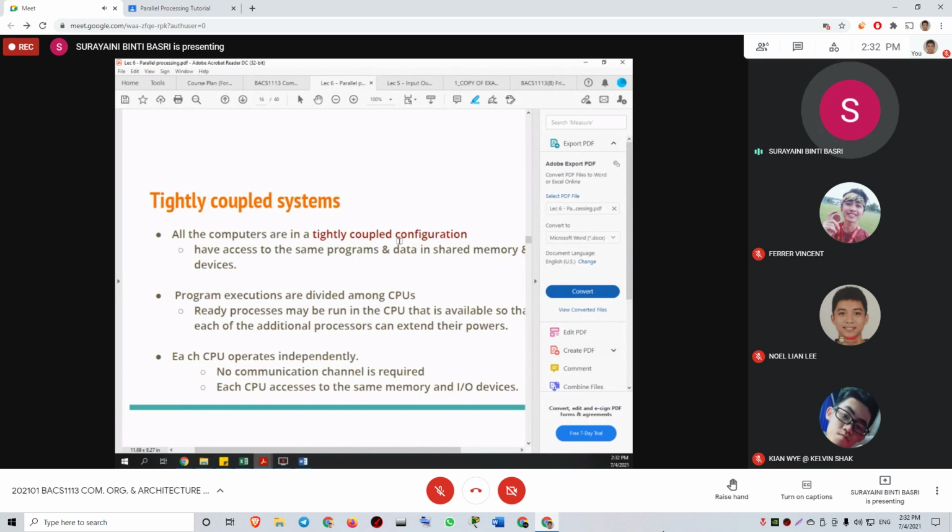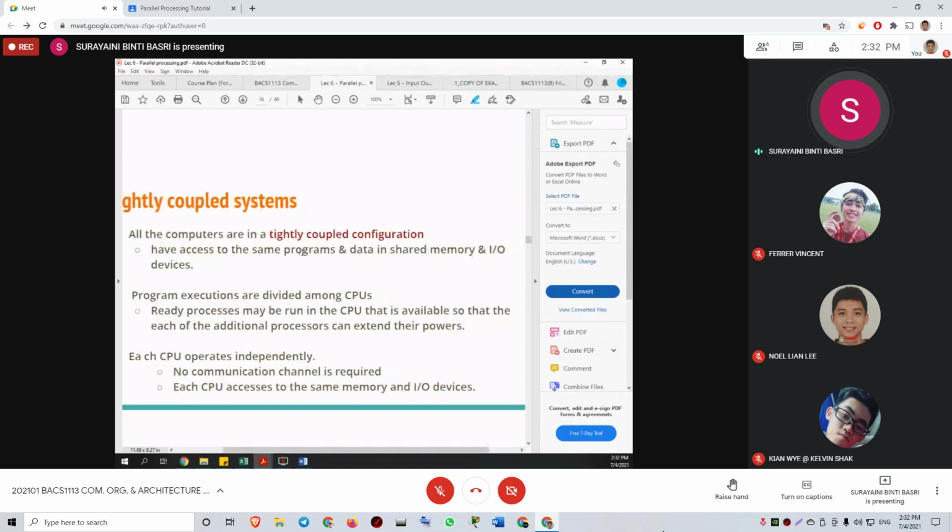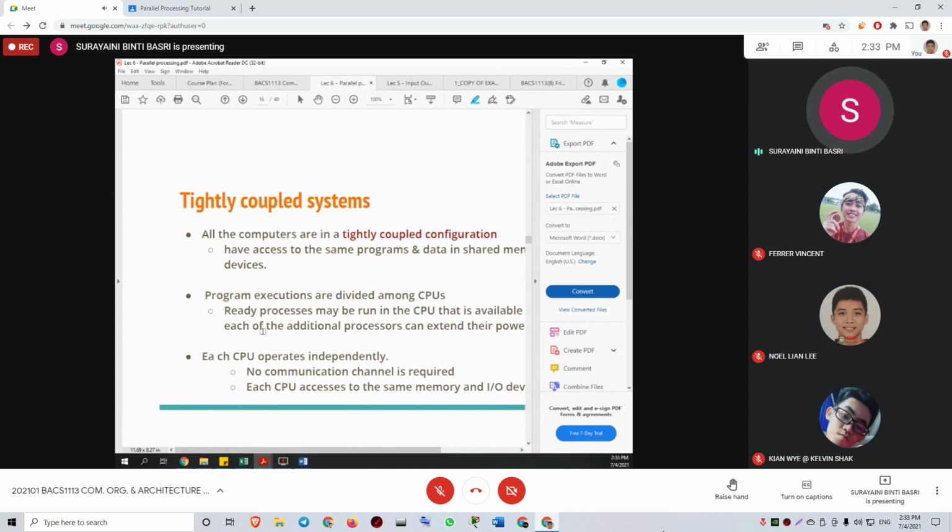This tightly coupled system has access to the same program and data in the shared memory and input-output devices. Just remember, a tightly coupled system shares the same data and program. It shares the same memory and input-output devices, but of course, it uses multiple processors. It has more than one control unit and processing unit, but it uses the same memory and the same input-output devices.